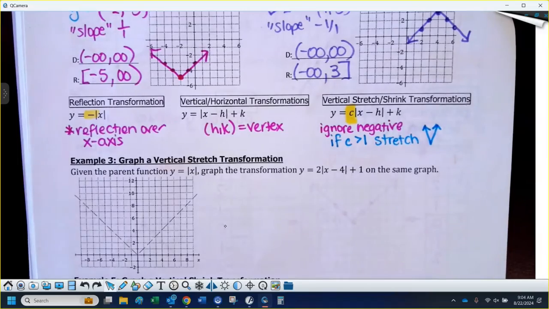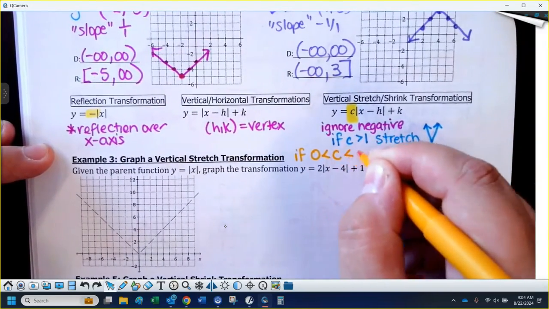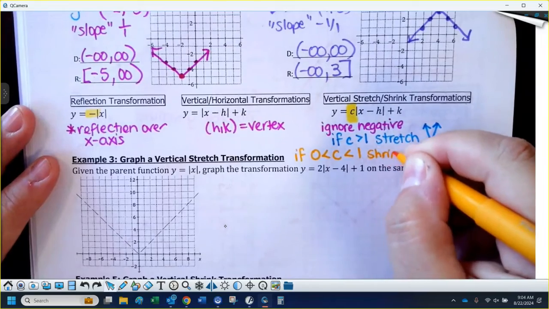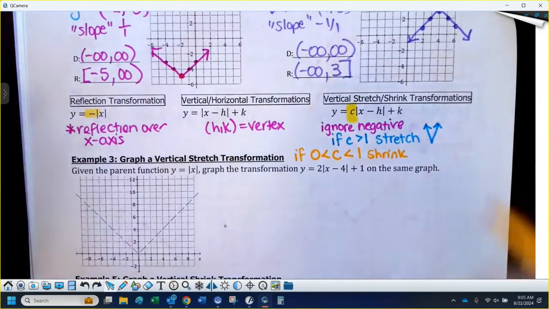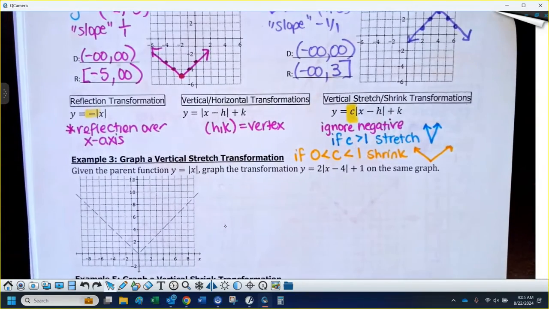All right, and second one, ignore the negative. If that C value is between 0 and 1, so not equal to 0, because then it wouldn't exist, and not equal to 1, that would be something like a 1/2 or a 2/3 or something like that. That's what we call a shrink. And a shrink basically compresses the graph and would make the V shape really wide compared to what we've been graphing. And what I did on each of these graphs is I just put the basic y equals absolute value of x so you could compare when we look at it.